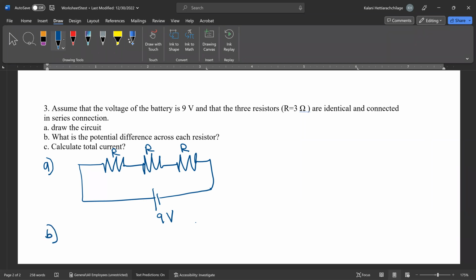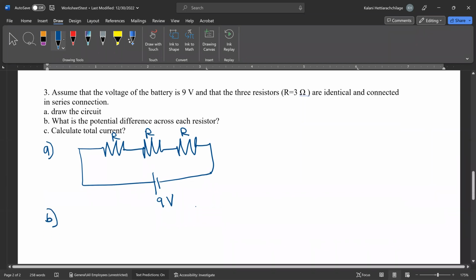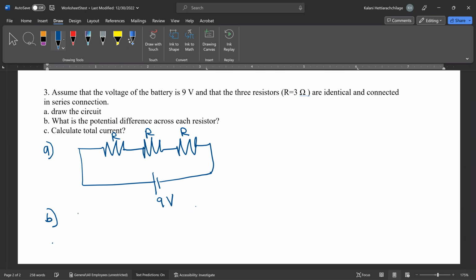What is the potential difference across each resistor? Now this is very important. Potential difference we can find by using Ohm's law, right? V equals IR. If I want to do it for the first one, that will be I times R. I will be the current of this circuit, right? Now you see all 3 resistors have exactly the same I, exactly the same R.